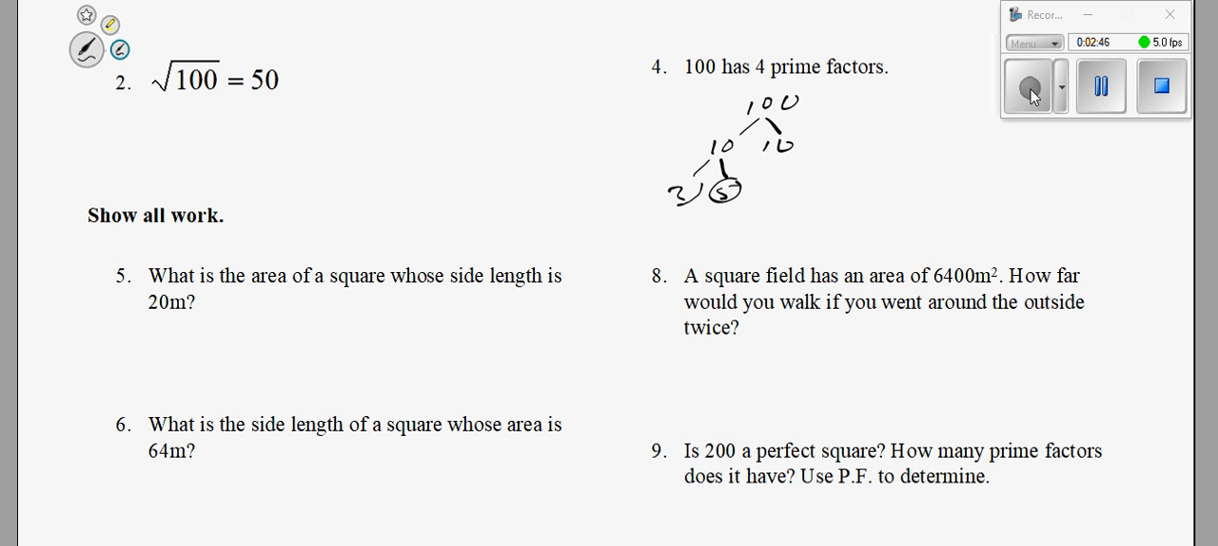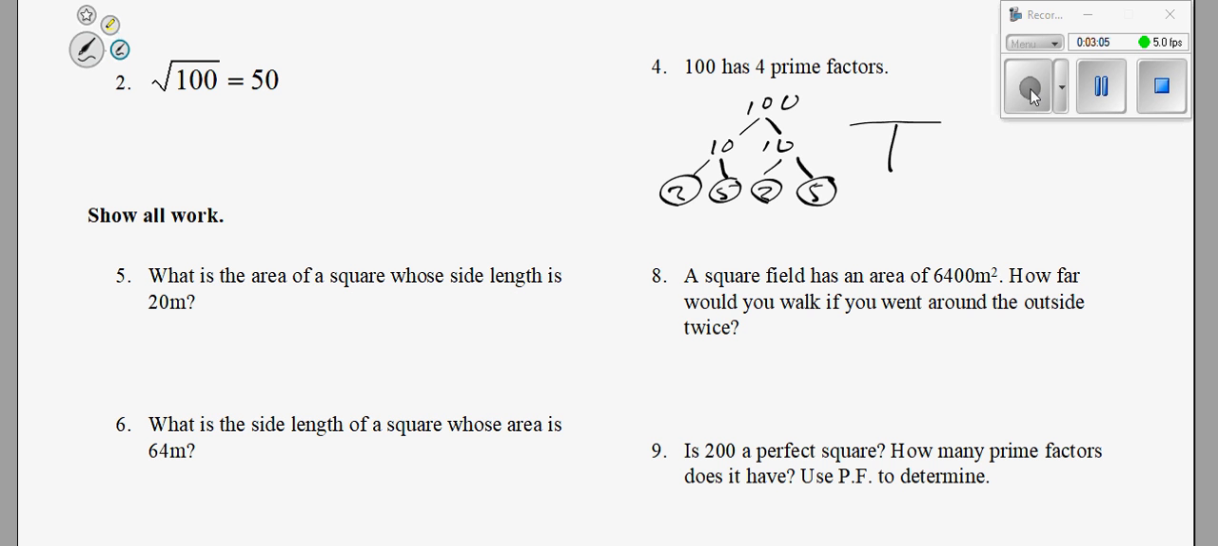2 times 5, those are both prime. 2 times 5, those are both prime. So the prime factorization of 100 is 2 times 5 times 2 times 5. Those are the products of prime numbers that give you 100, so therefore the answer is true. It does have 4 prime factors, and that would be the proof that I would use.